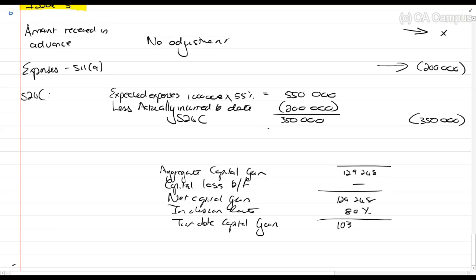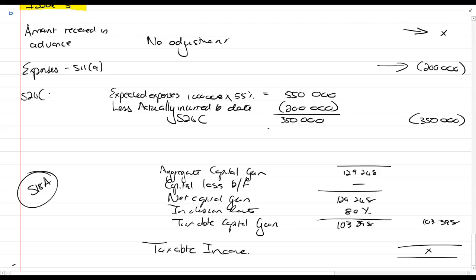So 103,398 goes into my rands column, adds up everything, and that is my taxable income. Remember to watch out for the donation deduction under section 18A. That must always be performed last, and the CGT calculation right before that. Alright, that is it then for part A.